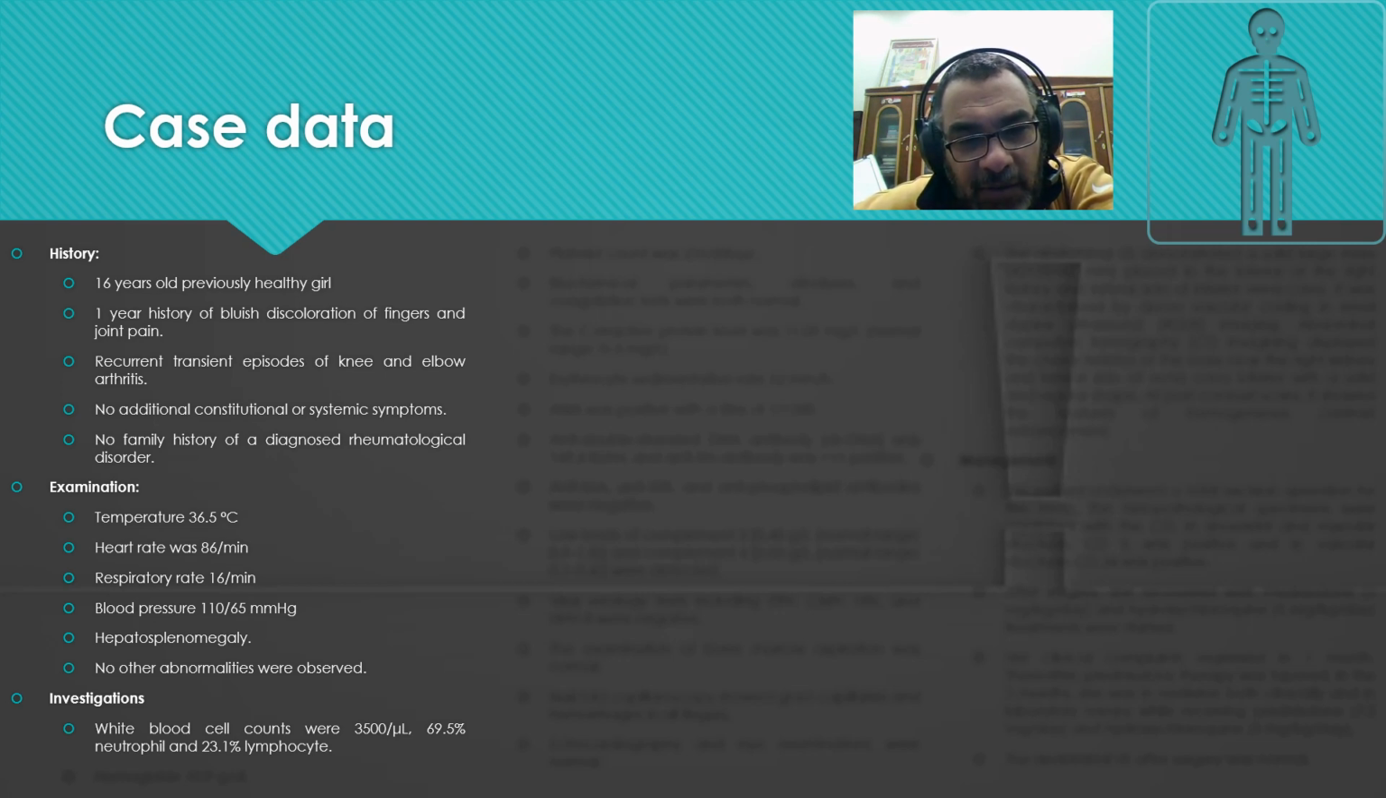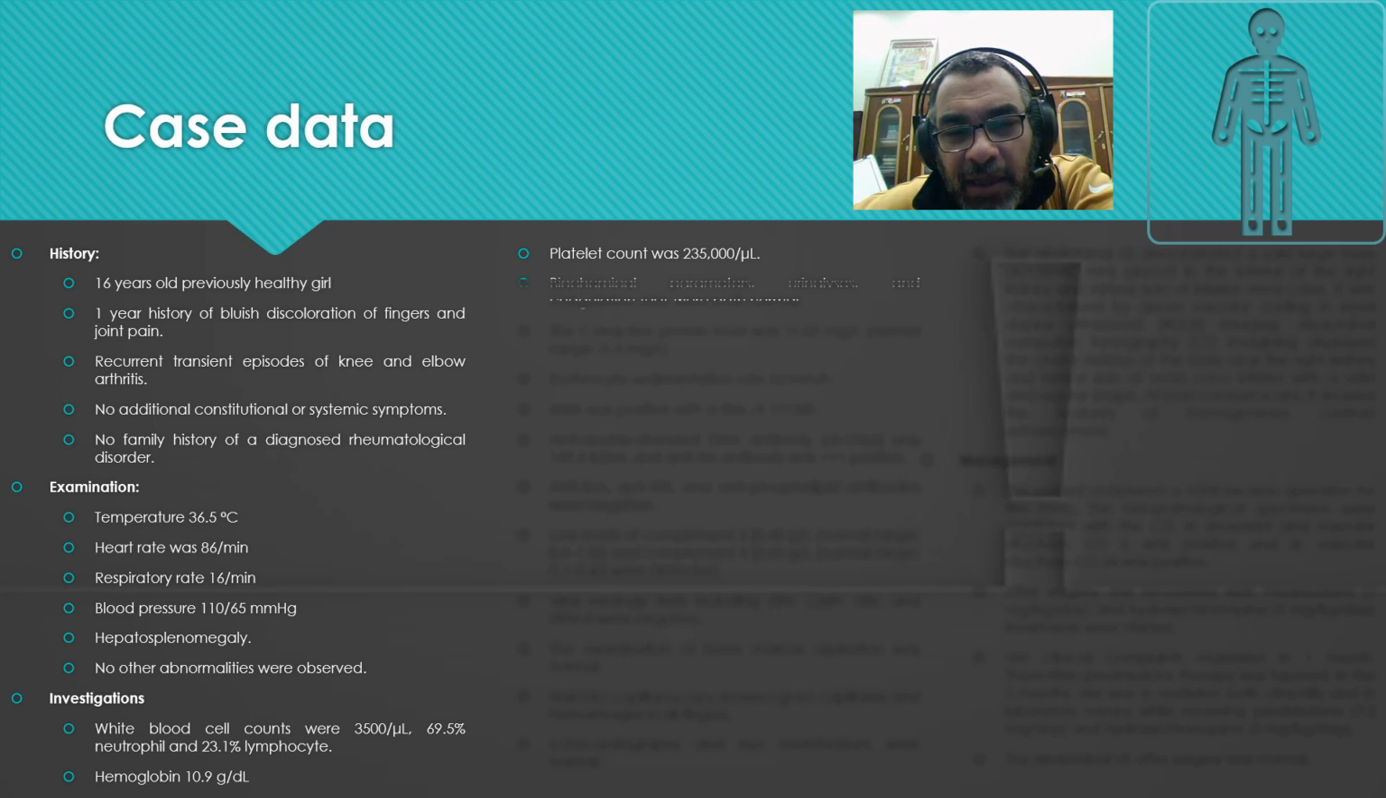White blood cell count within normal, 3,000, around 70% of them neutrophils and 23% lymphocytes. Hemoglobin shows mild anemia, 10.9 grams per deciliter. Platelet count within normal, 235. Biochemical parameters, urine analysis and coagulation tests were within normal.